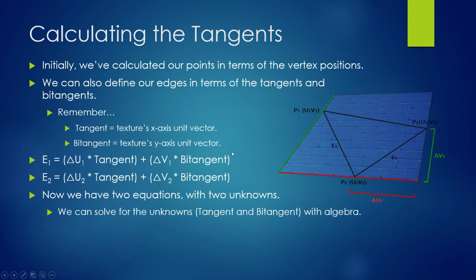And now we can basically calculate these edges, edge 1 and edge 2, in terms of the tangent and the bitangent, which are what we want to solve. The tangent is this axis here, and the bitangent is the green y-axis. So here are our two equations, delta u1 times tangent plus delta v1 times bitangent. I won't read out the second one, it's written right there for you. Here we have two equations that define our edges, and when we have two equations and our two unknowns, tangent and bitangent, but the rest we know, the edges and the delta u, v's, we can do some algebra to solve for our two unknowns.